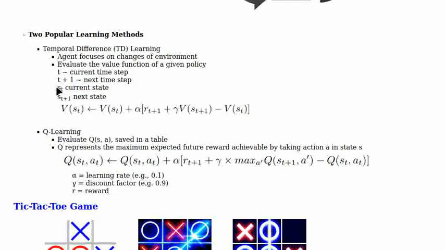Suppose t denotes the current time step, and t plus 1 denotes the next time step. So S_t is the current state, and S_{t+1} is the next state.